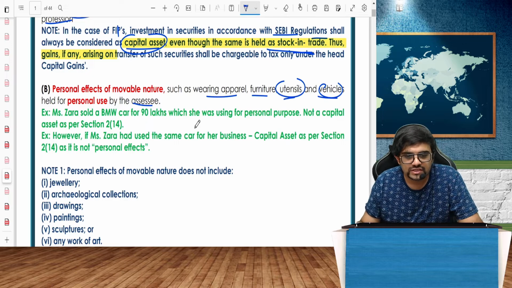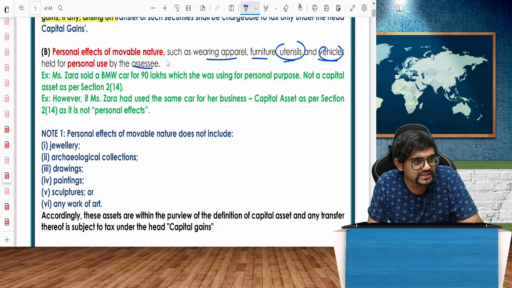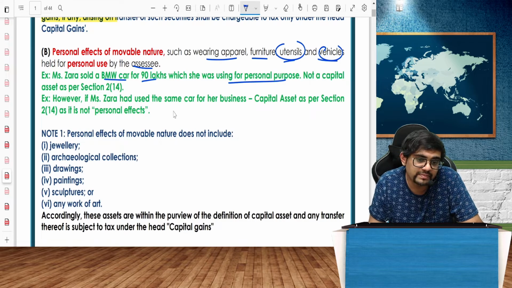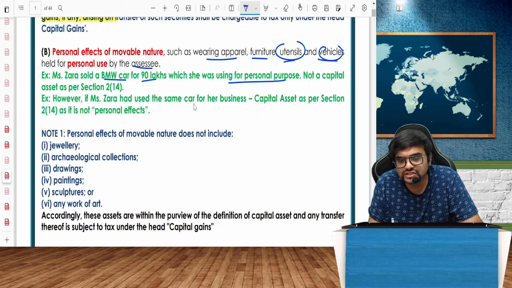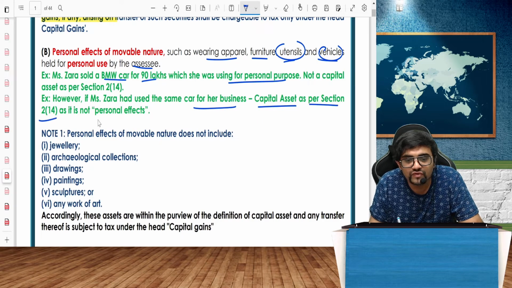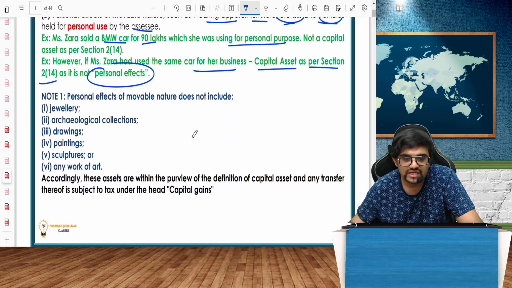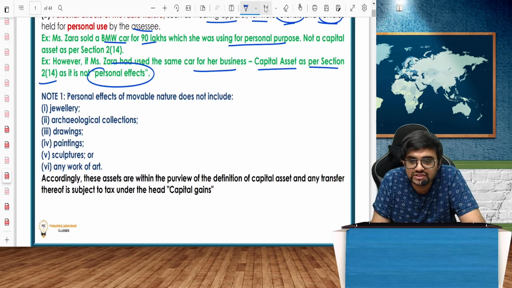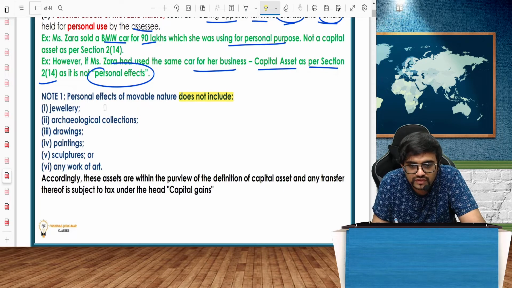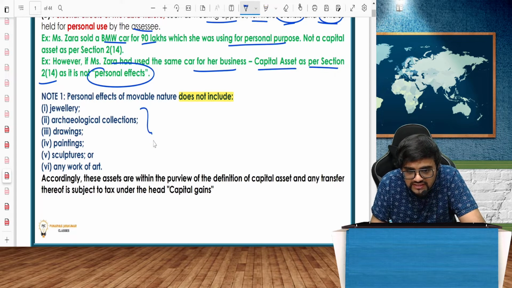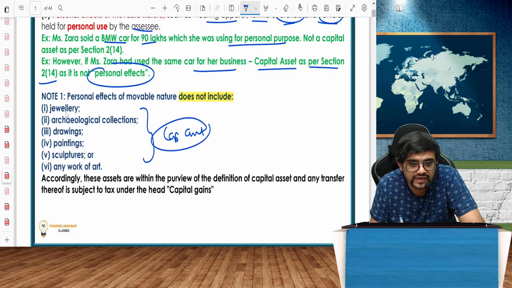We will see. If you see Miss Zara sold a BMW car for 90 lakhs, which she was using for personal purpose, it is not a capital asset. However, if Miss Zara is using the same car for her business, it is a capital asset as per section 2(14), as it is not a personal effect because it's used for business. What are personal effects? It does not include the following, which are called capital assets, for which capital gain will come.